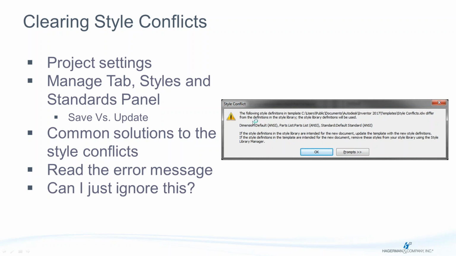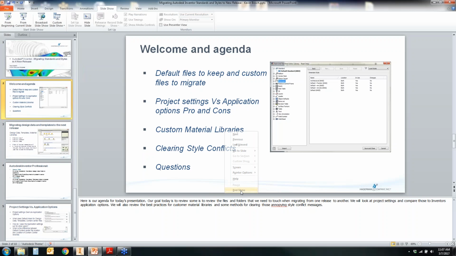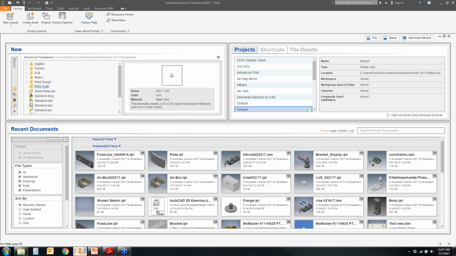And one of the biggest keys is actually reading through the error and what is the problem? What do we have to deal with here? So we'll look at this as well. And now I think I can probably begin the demo here just a little bit. Let me minimize my PowerPoint and pull up Inventor.